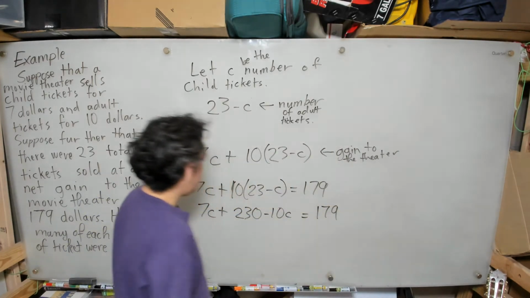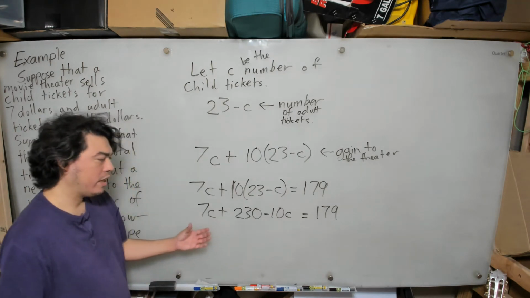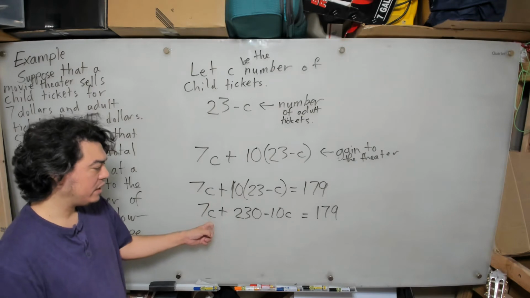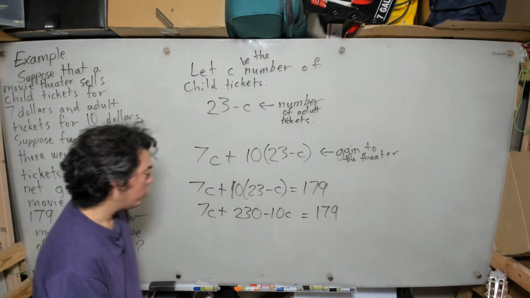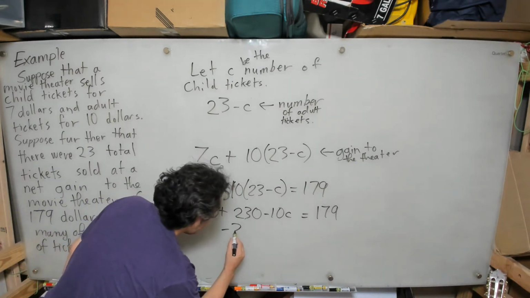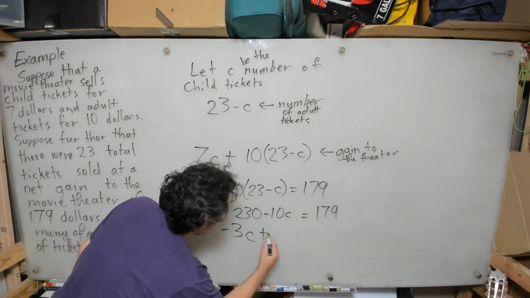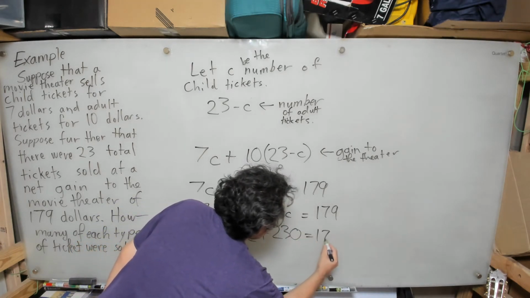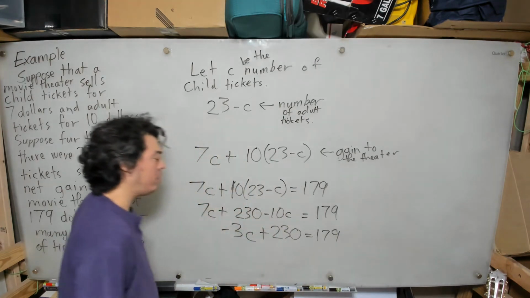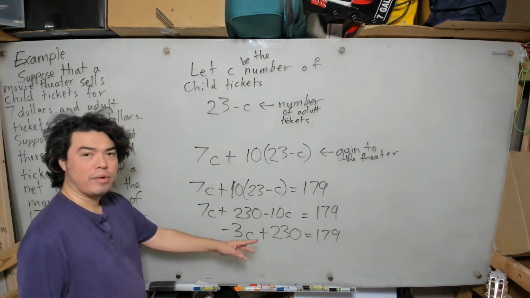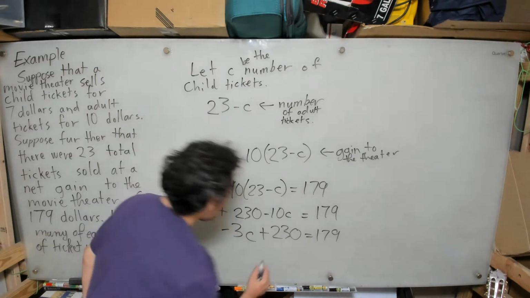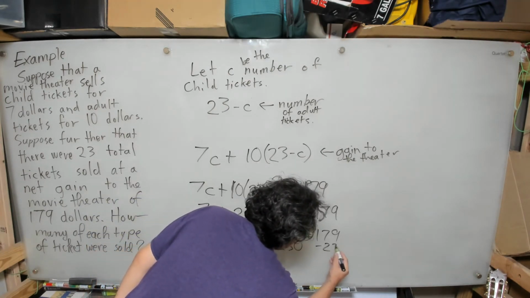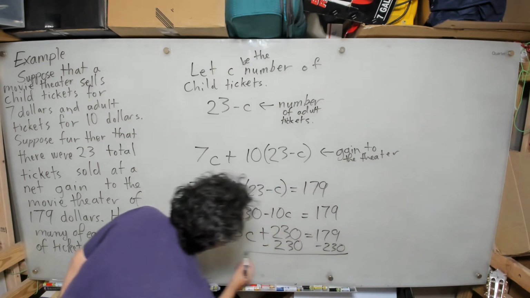Now I combine like terms on my left hand side to simplify this equation. I have 7C minus 10C, so I'm going to have a net of negative 3C plus 230 equal to 179. I now need to isolate the C, so I'm going to have to subtract 230 from both sides. Minus 230, minus 230.